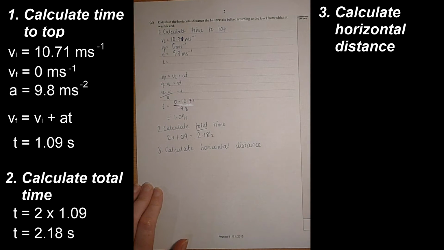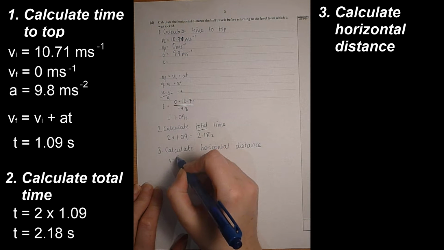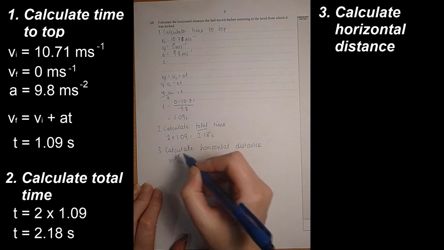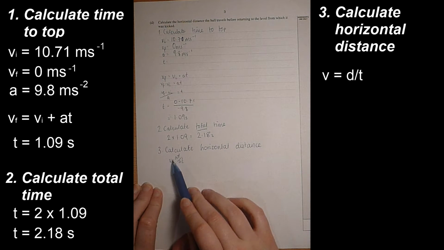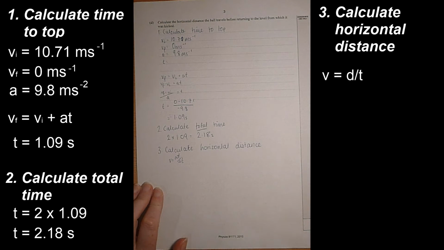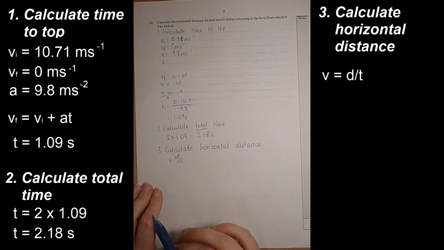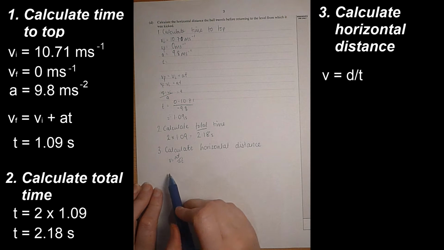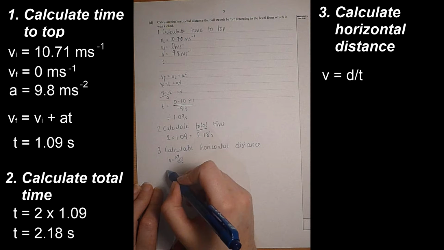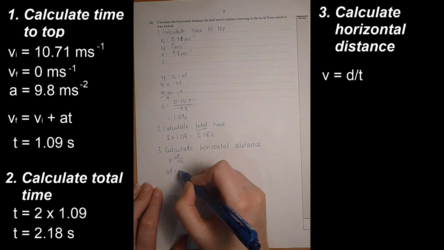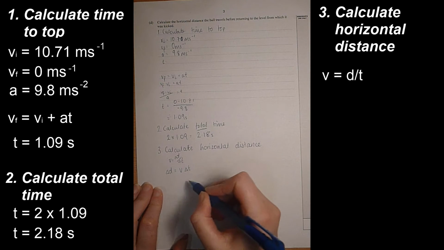Because it's horizontal distance and because we have no external forces acting, we don't need to use one of the fancy kinematic equations. We can just use our velocity equation from year 11. We are going to have to rearrange it, but that's the one we can use. So we need to rearrange it, so we're going to get change in distance equals velocity times change in time.